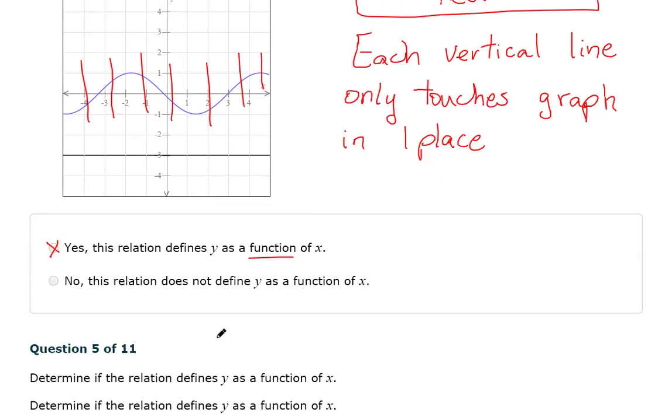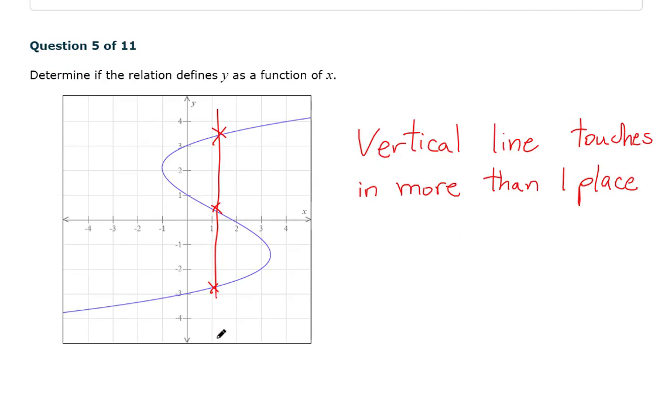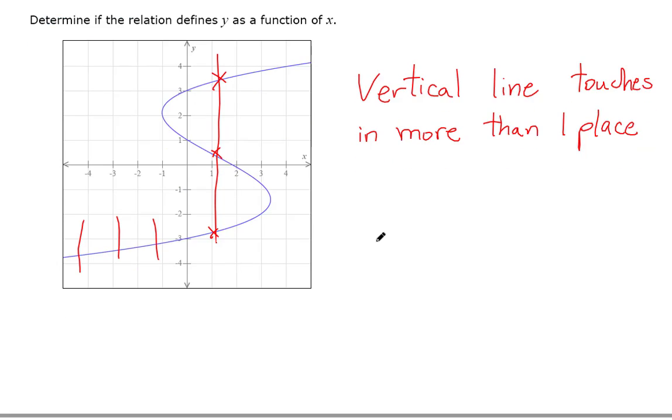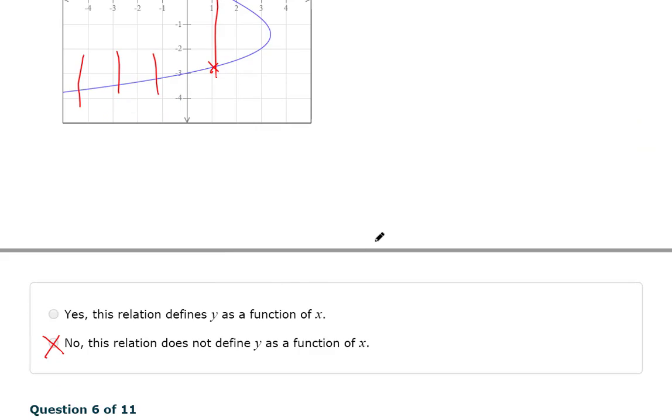In question 5, we try the vertical line test. I mean, over here, yes, it would only touch in one place, but along here it touches more than once, and so therefore this item we're looking at is not a function. So it does not define y as a function.